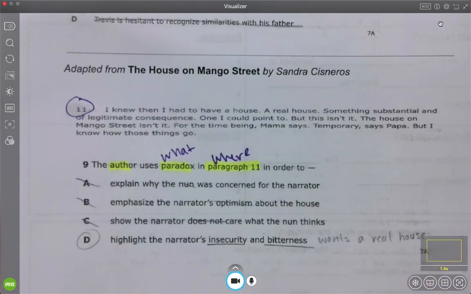I knew then I had to have a house, a real house, something substantial and of legitimate consequence, one I could point to, but this isn't it. The house on Mango Street isn't it. For the time being, Mama says. Temporary, says Papa. But I know how those things go.